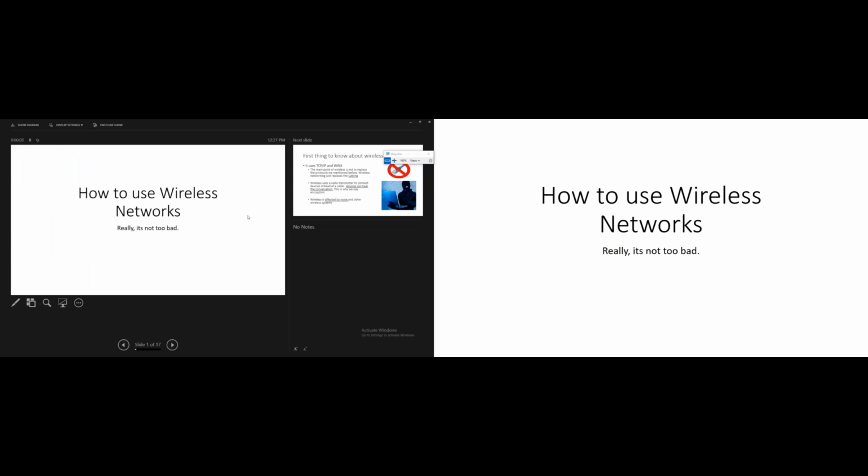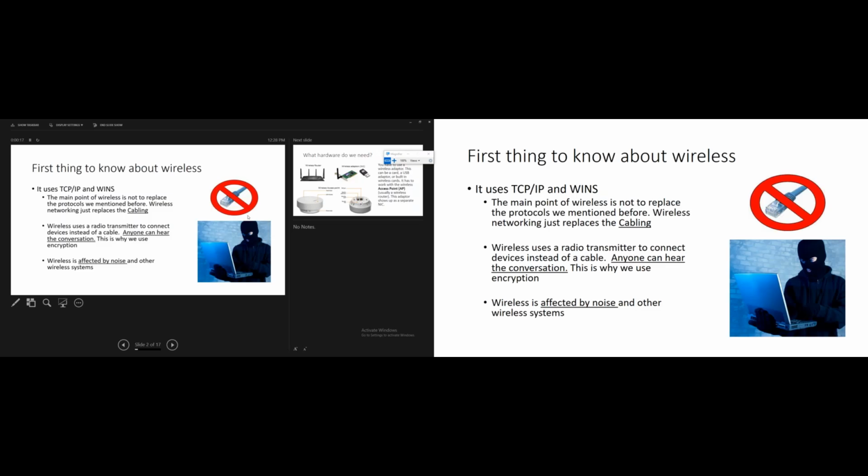Okay? Going through wireless, really, it's not too bad. You know why? Because with wireless, all we do is replace cables. That seems pretty obvious, right? We disconnect the cable and it still works. So, that's all that we do. Two things that are scary: it's affected by noise, and anyone can hear it. Those are two things that are really scary.